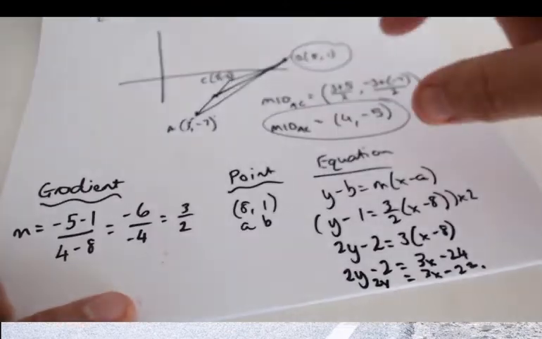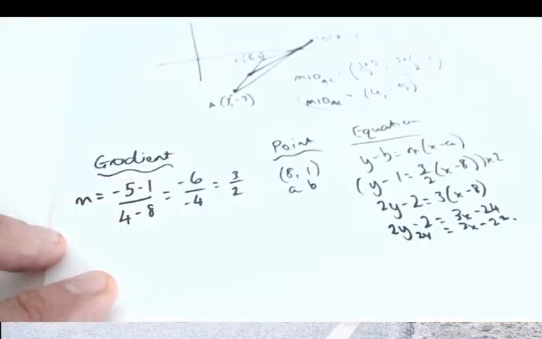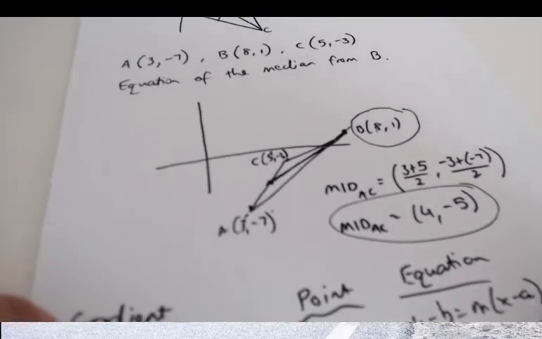Once you've got that, you then have 2 points that lie on the line, so you will use the normal gradient formula to work out the gradient, choose either point, and then we are good to go and do the equation. I'll do another example.